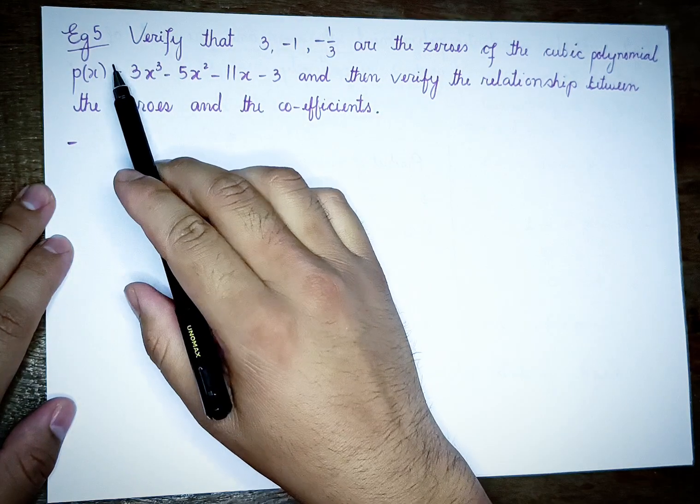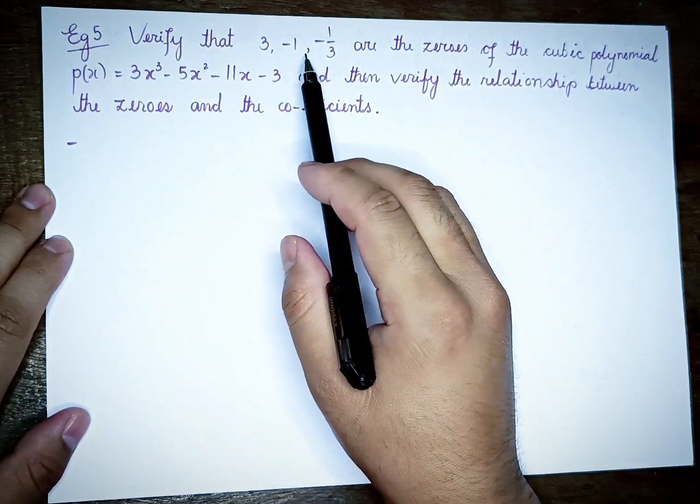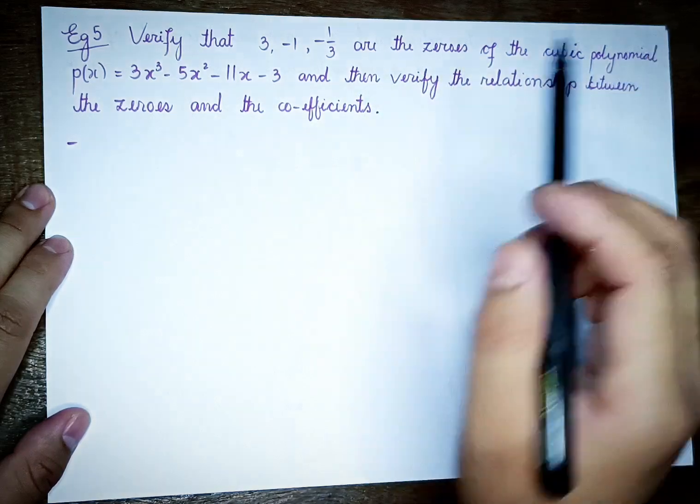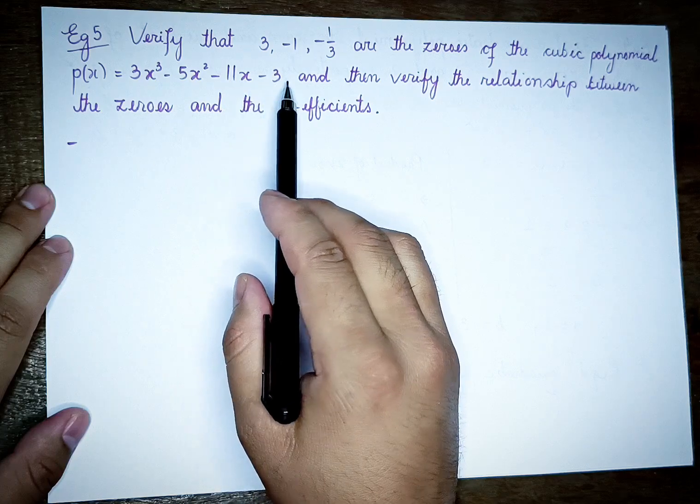Next, let's solve example number 5. Example number 5 says: verify that 3, minus 1, and minus 1 by 3 are the zeros of the cubic polynomial p of x equal to 3x cubed minus 5x squared minus 11x minus 3.